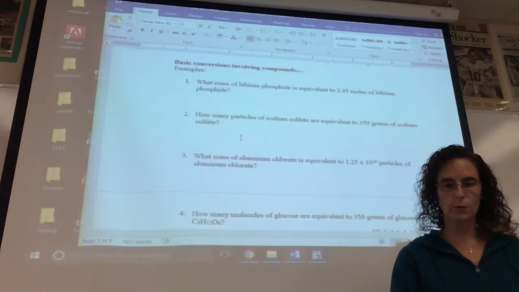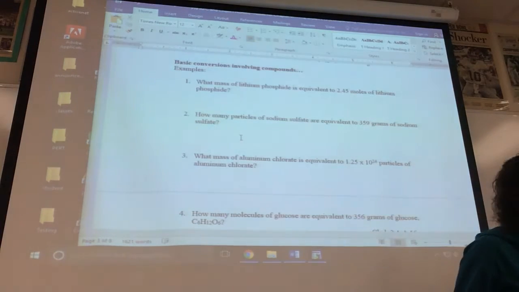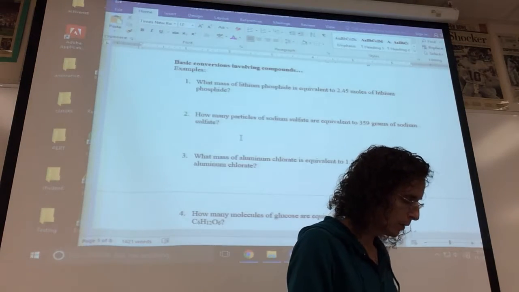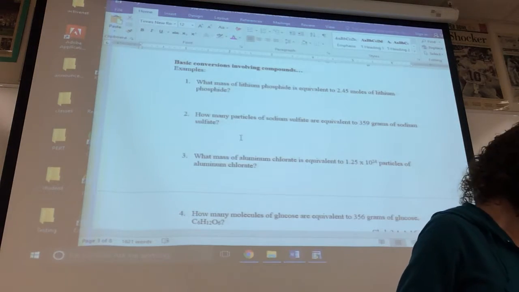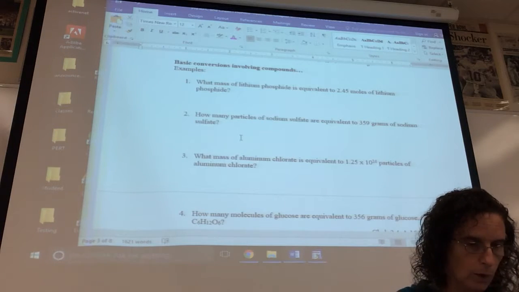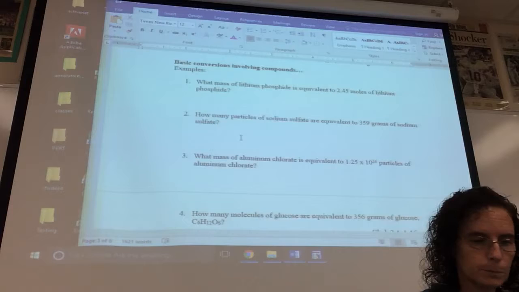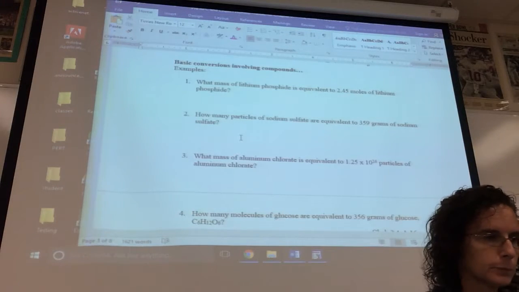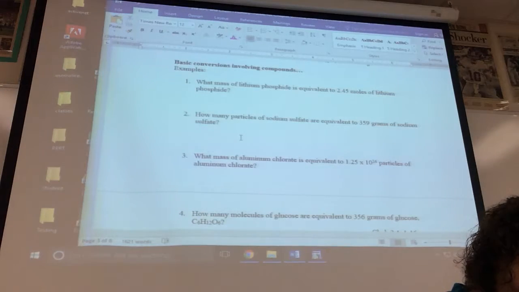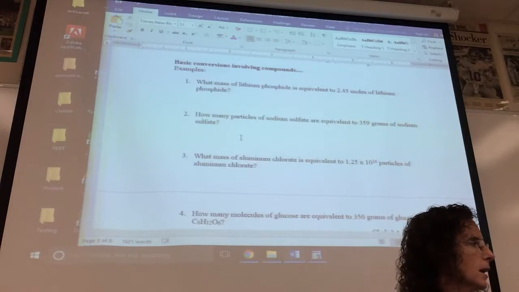So let's work through the first three. I'll do the first one for you. The second one we'll start to do together. The third one you'll do more for me than I do for you. And by the fourth one you should be ready to fly solo. So let me go back. In the first one, let's make sure we're all comfortable determining the given versus the unknown.